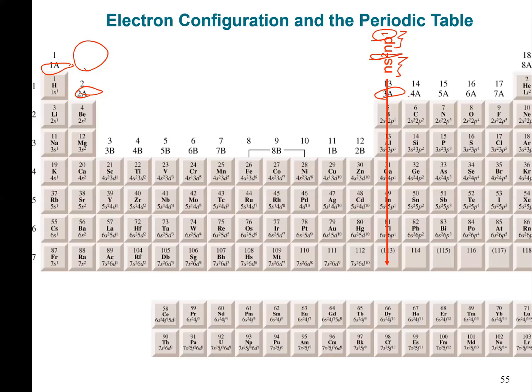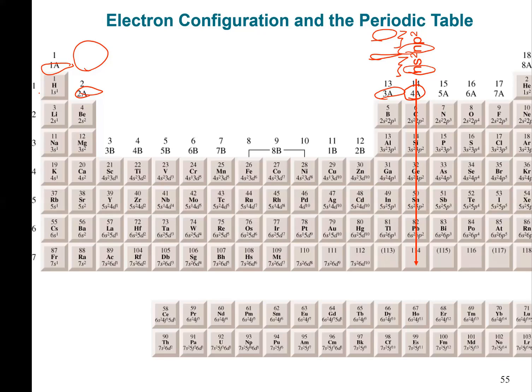If I go to the next column, 4A, it has 4 electrons in the outer shell. 2 of them would go in s, and then there are 2 left which have to go to p orbitals. So what do you expect? General formula: ns2 np2. You might be asking, what is n? What is n here? n is obtained from the period number.